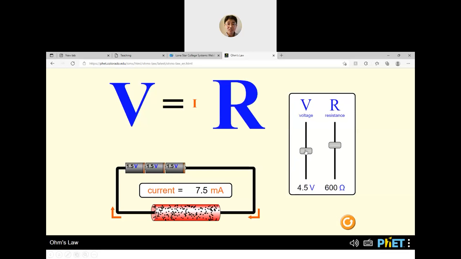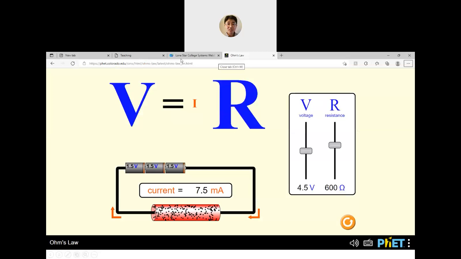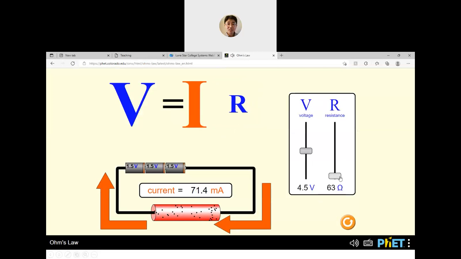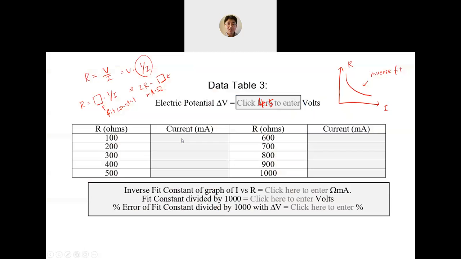4.5 volts. Then the resistance is 100. We can choose 100 here. In that case, we can find 45 milliampere. In the 100 case, 45 milliampere.